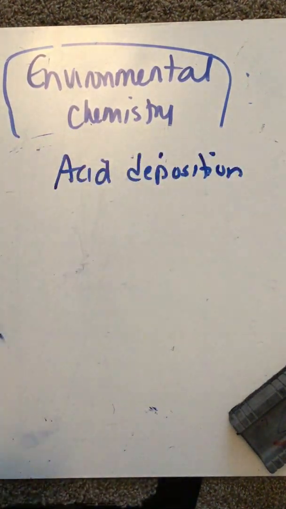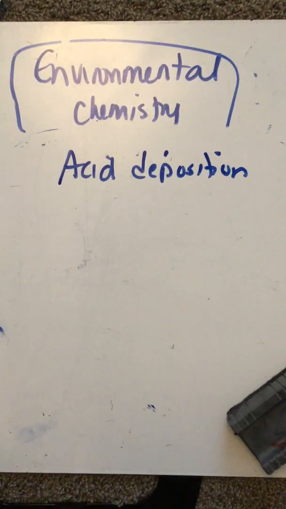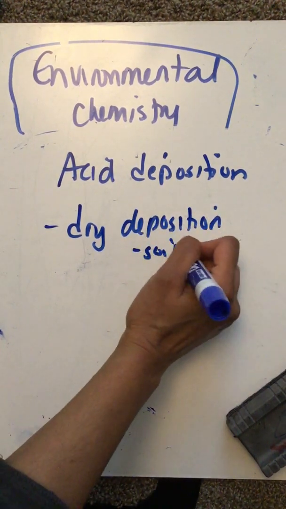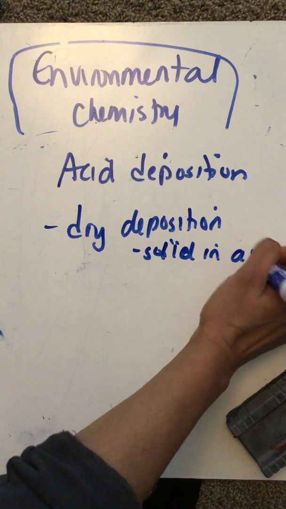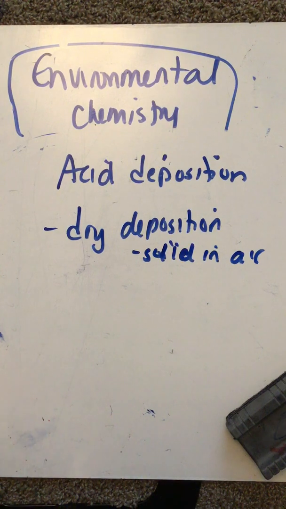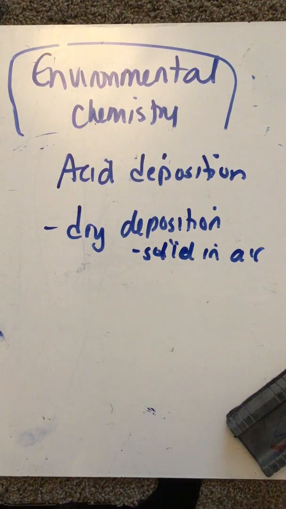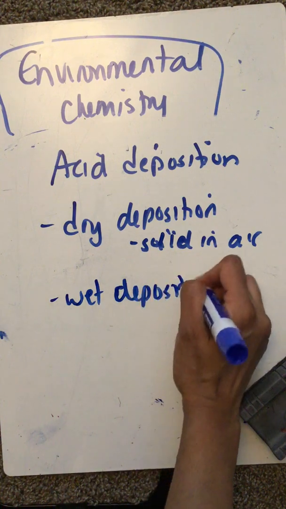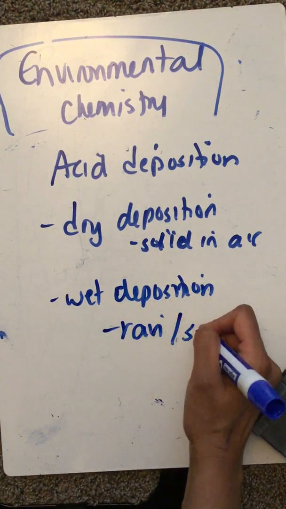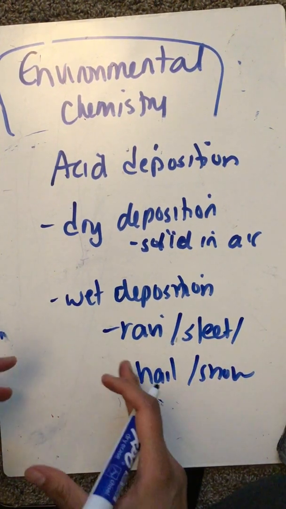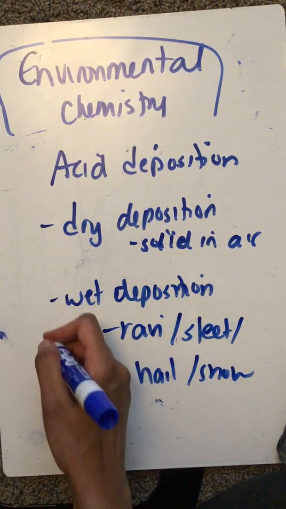Now, acid deposition can either be dry deposition or wet deposition. What is dry deposition? Dry deposition just means it's solid, right? It's solid in air, like dust or dirt. Those are solid and you breathe those in. That's dry deposition. Whereas wet deposition refers to it being in rain, right? We find it in rain, sleet, hail, snow. That's wet deposition. So you can see it's not solid in air. It's coming down as a liquid.